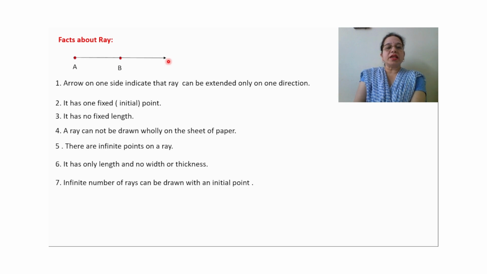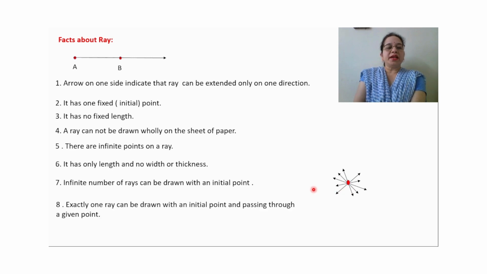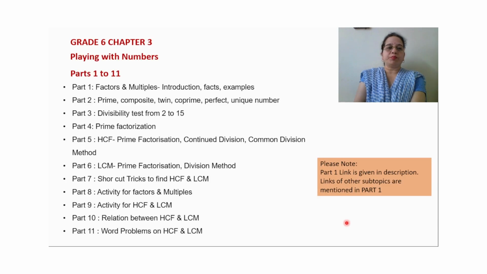Infinite number of rays can be drawn with an initial point. So here this is one initial point and infinite number of rays can be drawn from a given point. Exactly one ray can be drawn with an initial point and passing through a given point. So here assume that point P is the initial point and point Q is another point. So passing through these 2 points we can draw only one ray.